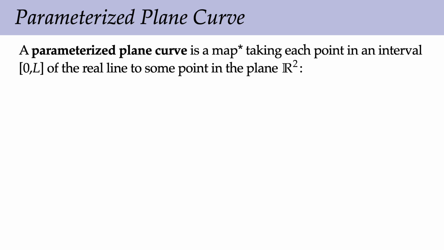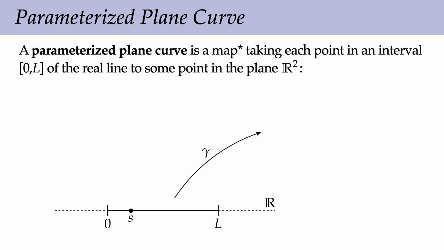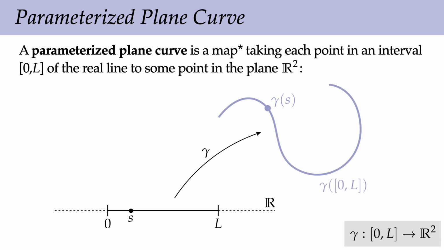Okay. To give a definition, a parameterized plane curve is a map taking each point in an interval 0 to L of the real line to some point in the plane. Right, so we have our interval. At each point, we know where it lands in the plane. If we know where all those points land, well, we get a whole curve. Okay. And we could also put conditions on this map. We could say that it's continuous, that it's differentiable, that it's smooth. Generally, we're going to assume that it's as differentiable as it needs to be in order to define the quantities we're going to define.